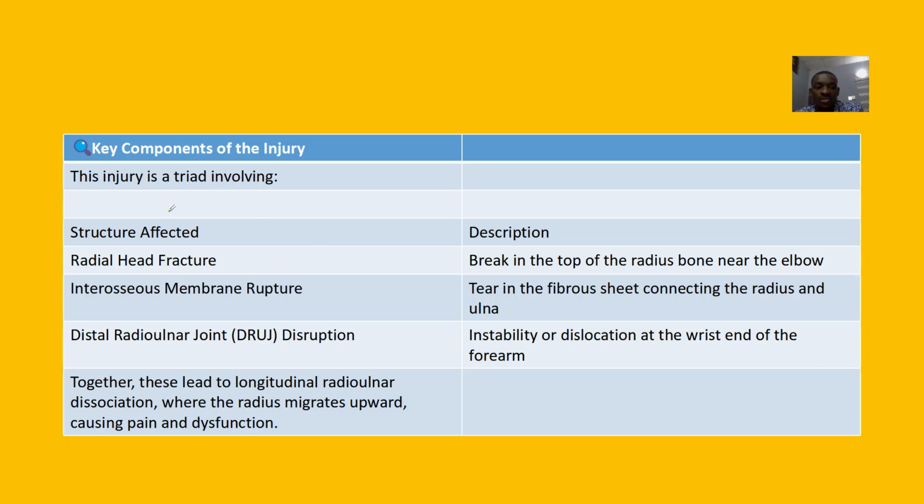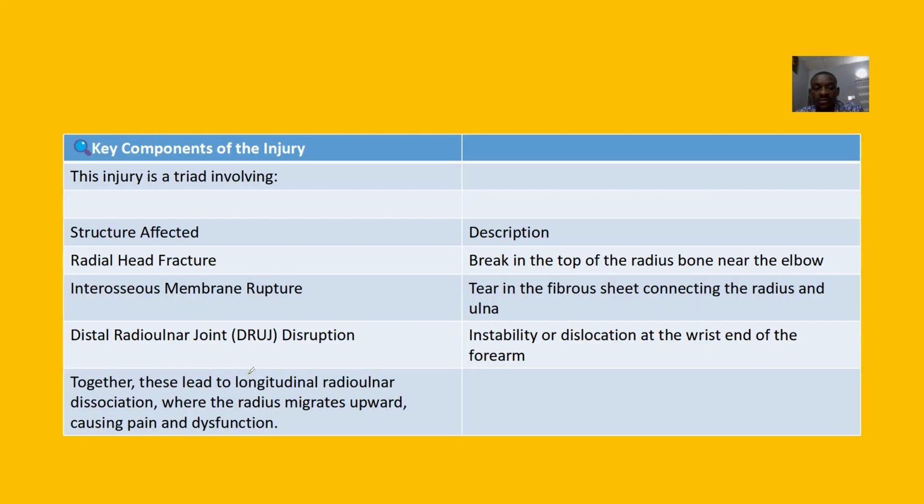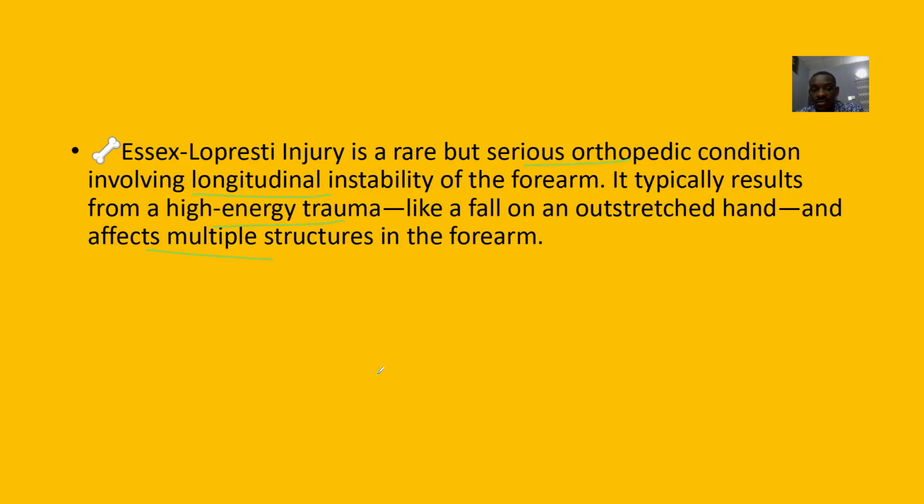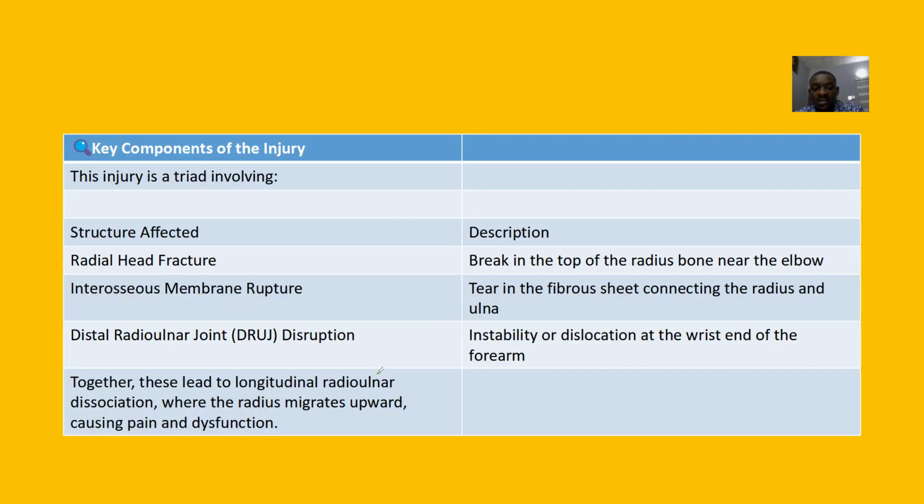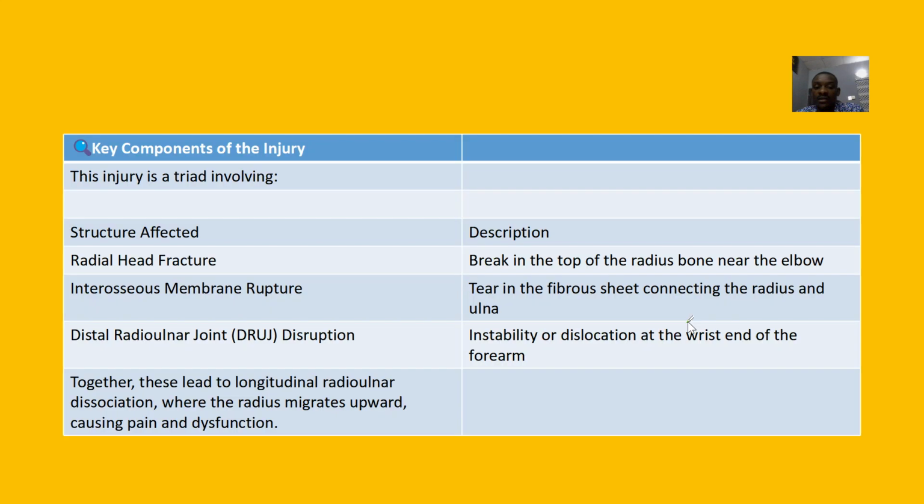So this injury is a triad. Okay, so the radial head is fractured. Interosseous membrane is torn or ruptured. Then what? The distal radioulnar joint is disrupted. Okay, so these are the three things happening in Essex-Lopresti injury.